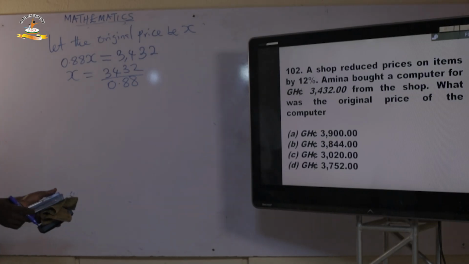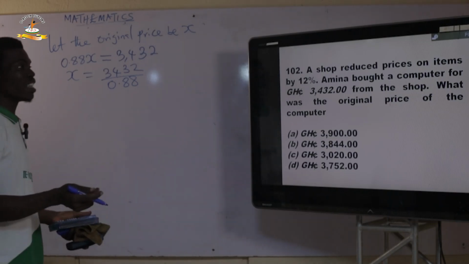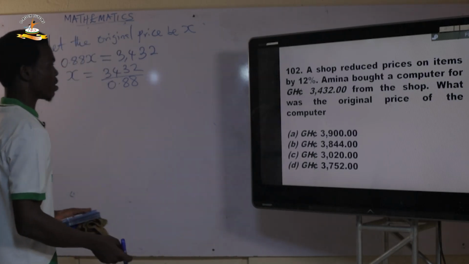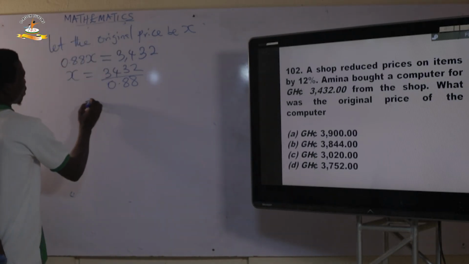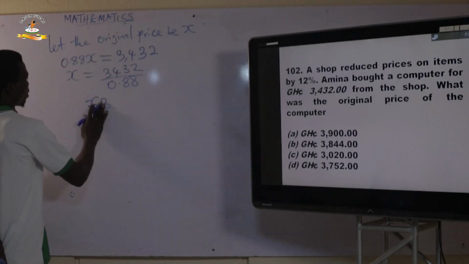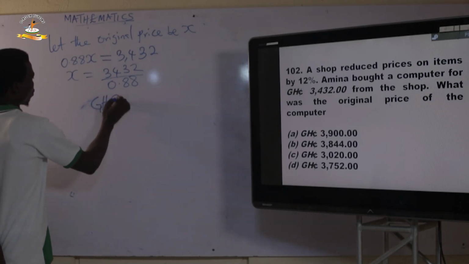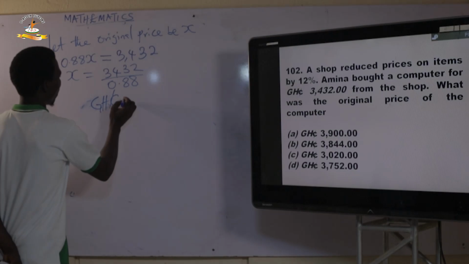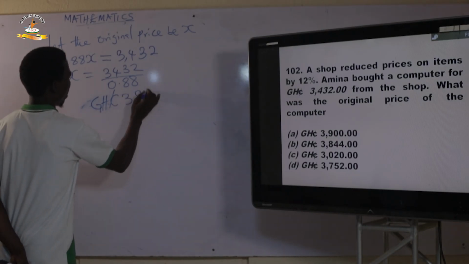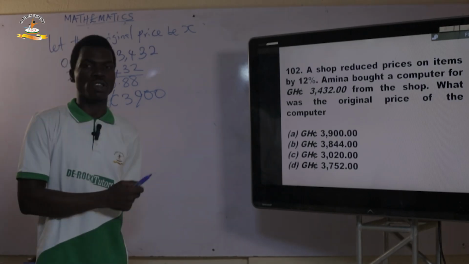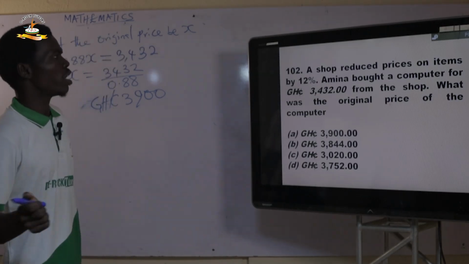3432 divided by 0.88 is 3900, to the nearest Ghanaian cedi. So your answer will be 3900 Ghanaian cedis. So the correct option is option A. Next question, please.